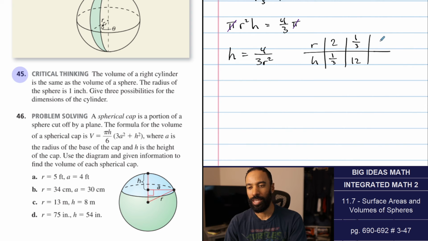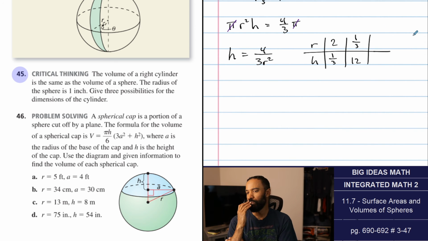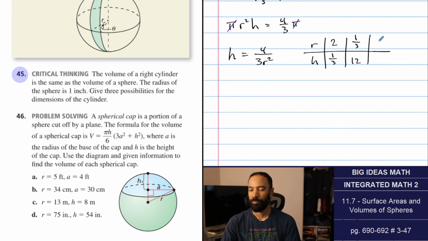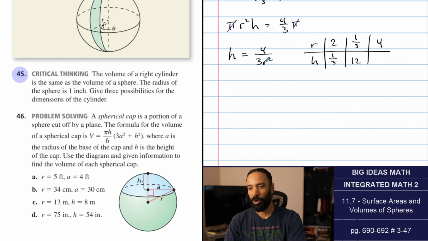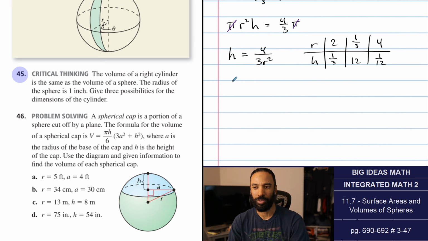And then if r is, let's do 1/2. If r is 1/2, 1/2 squared is 1/4. That'd be a weird fraction. Let's just do 4. If the radius is 4, it'll be a small height. 4 squared is 16. 4 divided by 16 is 1/4, and 3 times 4 gives you 1/12 here. So these are just different numbers.